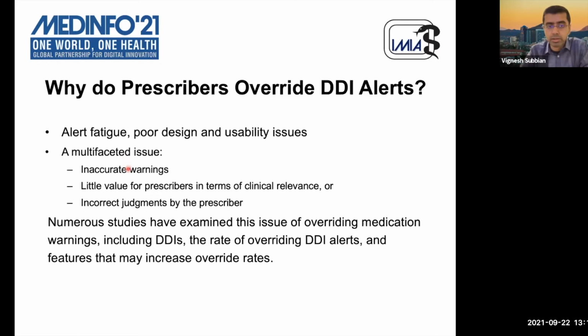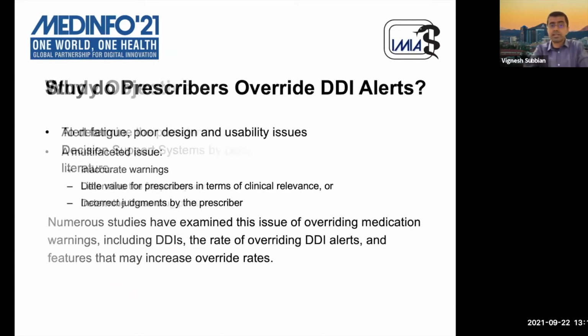Some of the alerts are attributed to inaccurate warnings. Studies have shown there's little value for prescribers in terms of clinical relevance, or there are incorrect judgments from the prescribers. So there's a vast body of literature that has examined this issue of overriding medication warnings, including drug-drug interactions, the rate of overriding drug-drug interaction alerts, and the features that may increase override rates.